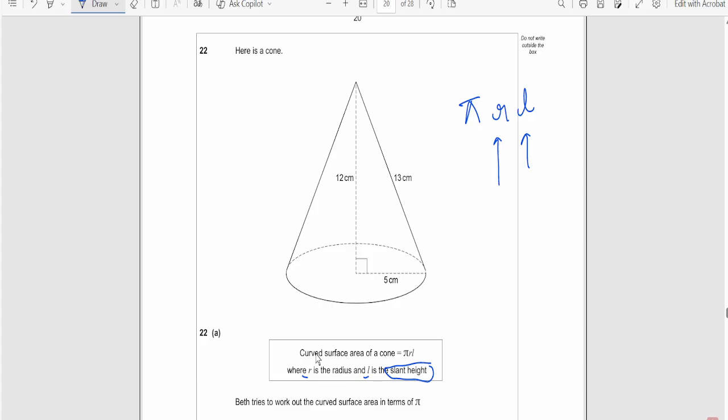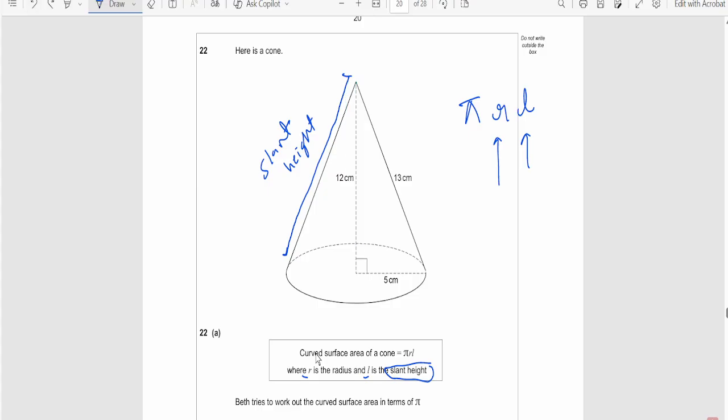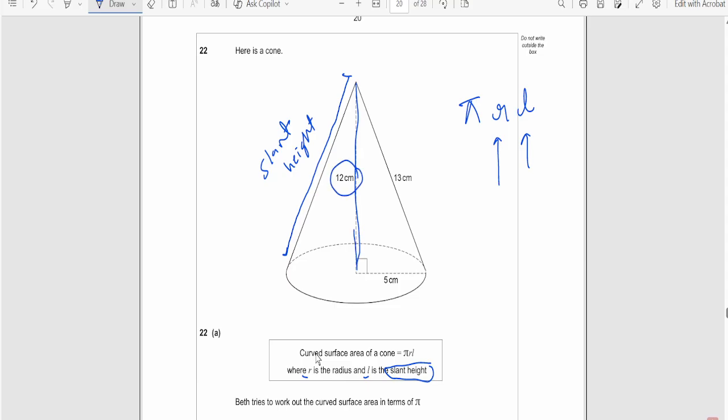Okay, this is a cone. This height, from here to here, is called slant height. And this height is not the slant height; it is different, this is the perpendicular height. So the slant height is 13 centimeters, right? So in place of l, what should I put? 13, right?